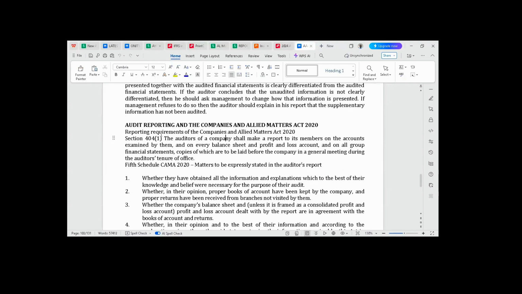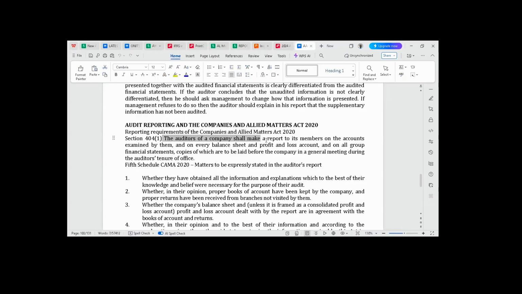So we are still looking at audit report, right? Let's look at this aspect. Audit reporting and the Companies Allied Matters Act 2020, the reporting requirement of CAMA 2020. Now, if you go to CAMA 2020, you say that the reporting requirement of Company Allied Matters Act, section 404, subsection 1.